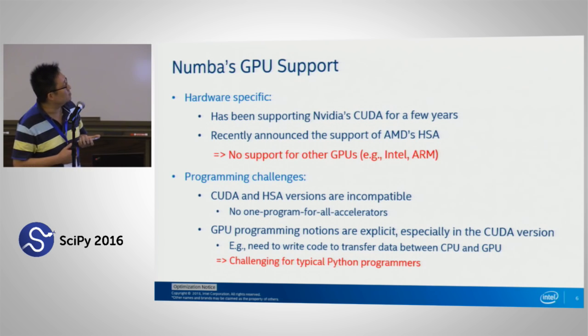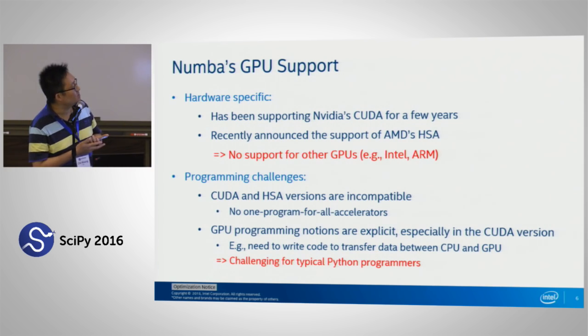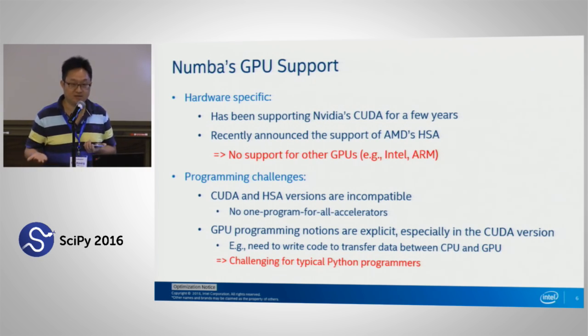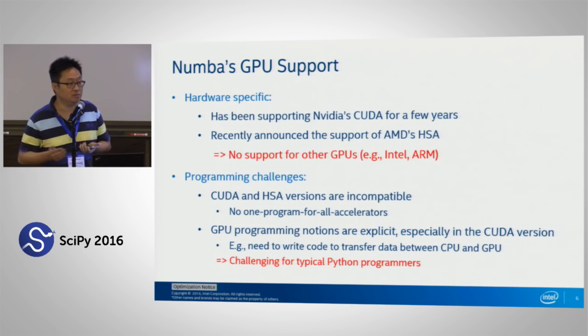If we look at the current Numba GPU support, I think there are two main concerns. The first one is that it is hardware specific. They have been supporting NVIDIA's CUDA for a few years, and recently they announced support for AMD's HSA. However, they don't have any other GPU support. I'm from Intel, so of course I care about Intel GPU. But other than that, they don't have support for ARM. So if you have an iPad and want to accelerate on it, you cannot do that.